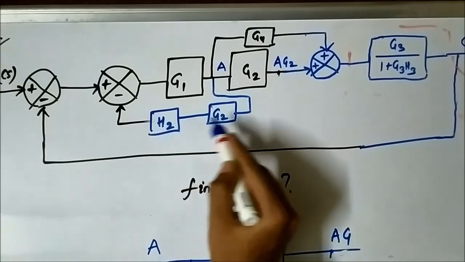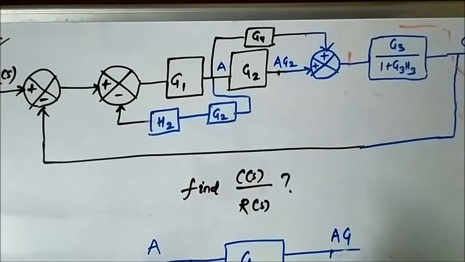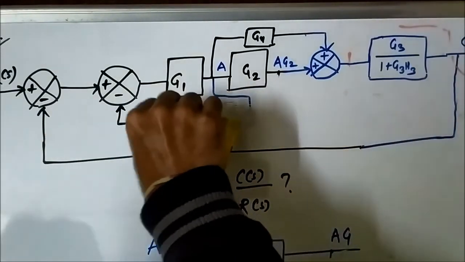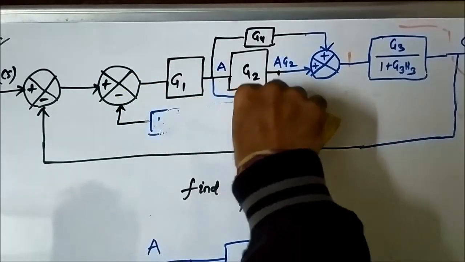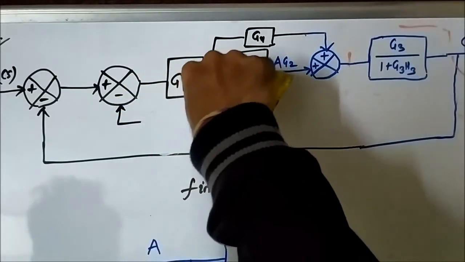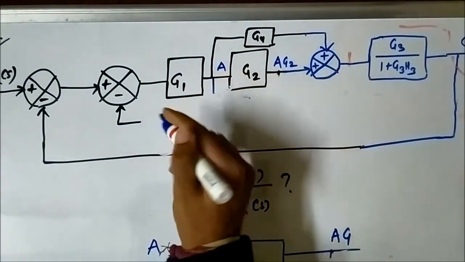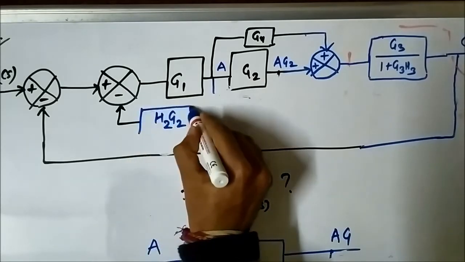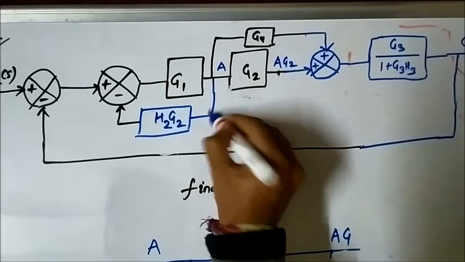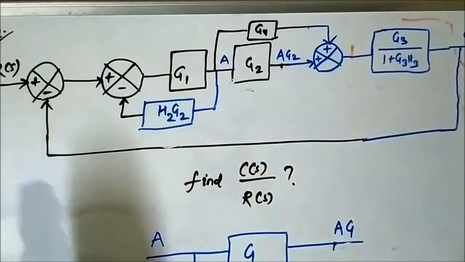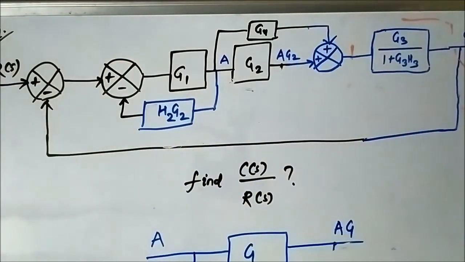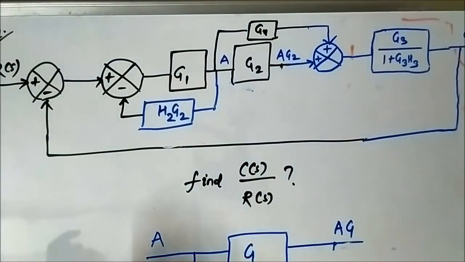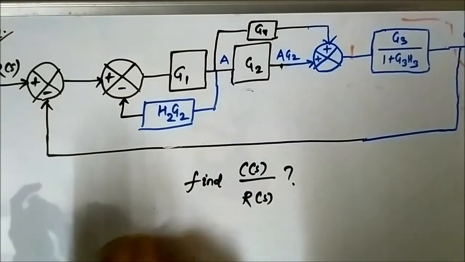Now two blocks, when they are connected in cascade, the gains are multiplied. So we can directly write it as H2 G2. So we have again simplified one portion of the block diagram and we have minimized it. Now it is quite easy to solve it.